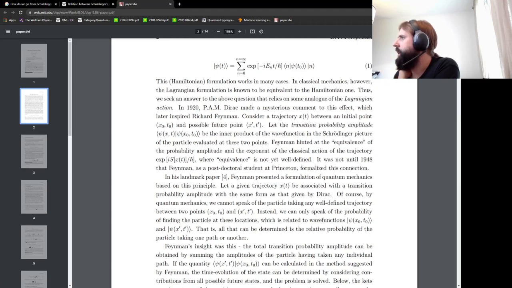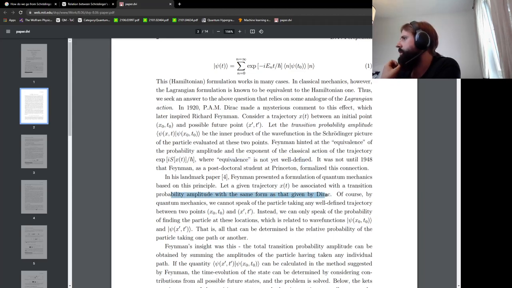Feynman hinted at the equivalence of the probability amplitude and the exponent of the classical action of the trajectory, where equivalence is not yet well defined. It was not until 1948 that Feynman, as a postdoc at Princeton, formalized this connection. So Feynman presented a formulation of quantum mechanics based on this principle. Let a given trajectory x(t) be associated with a transition probability amplitude with the same form as that given by Dirac.